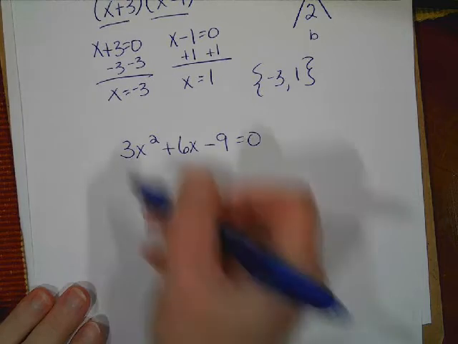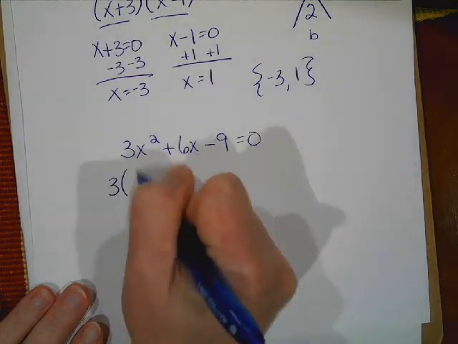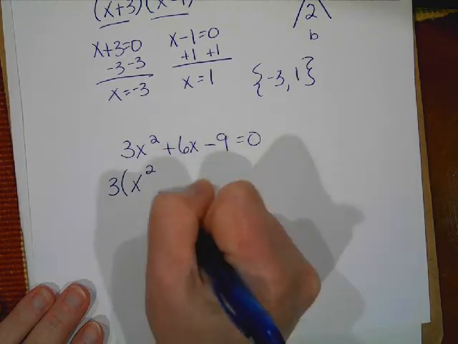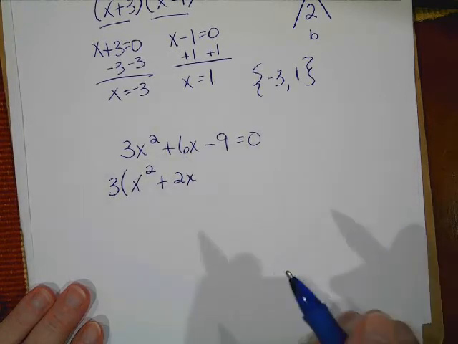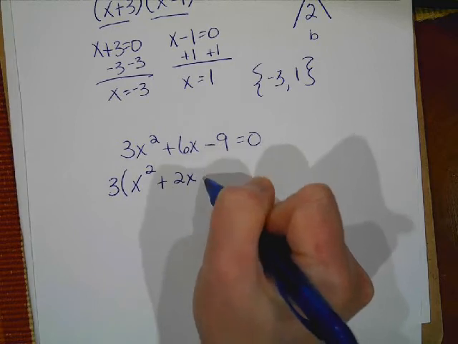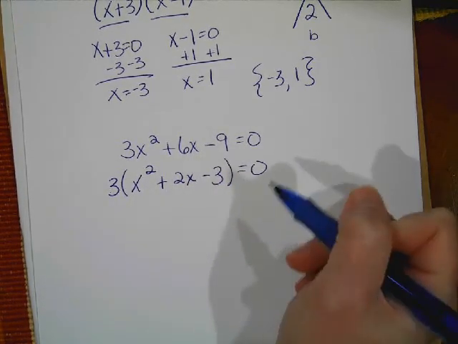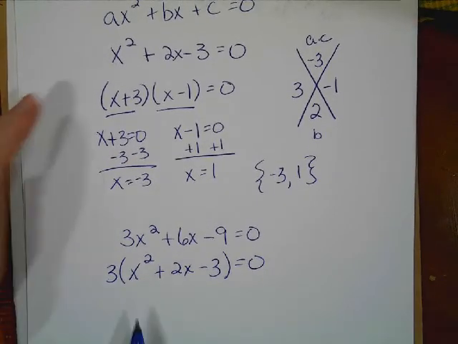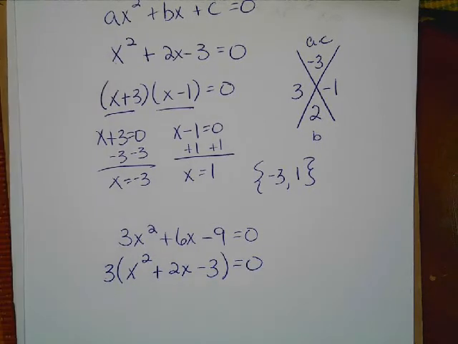Remember, step 0. So I could pull a 3 out first, and then I'd have x squared, because 3 times 1 would give me the 3x squared, plus 2x, because 3 times 2 would give me 6, because I could break that down to 3 times 2, and then minus 3, because 3 times 3 would give me 9. That equals 0. And now this is exactly the same as this one up here, but we have to look for that step 0.